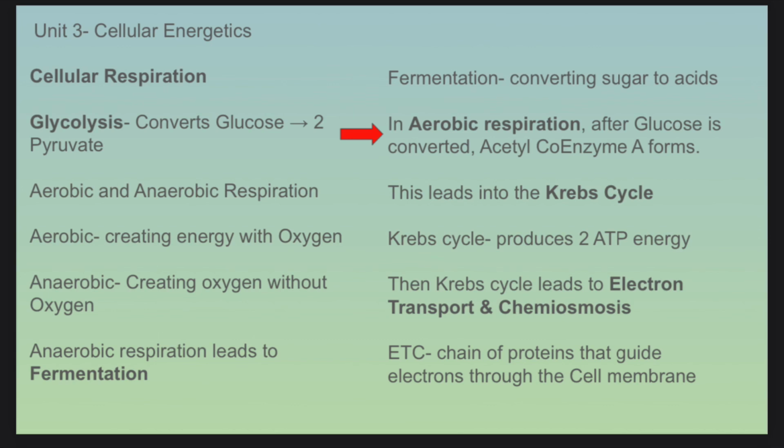After glucose is converted, it gets turned into acetyl-CoA, coenzyme A. This leads to the Krebs cycle, which I'll explain. The Krebs cycle produces 2 ATP energy. Then the Krebs cycle leads to electron transport and chemiosmosis. It goes through the ETC, which is a chain of proteins that guides electrons through the cell membrane.